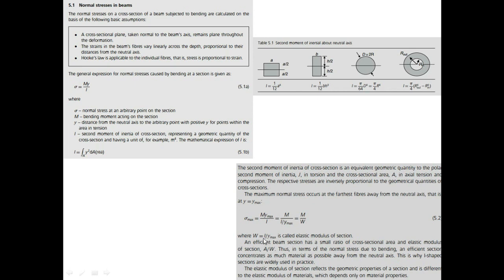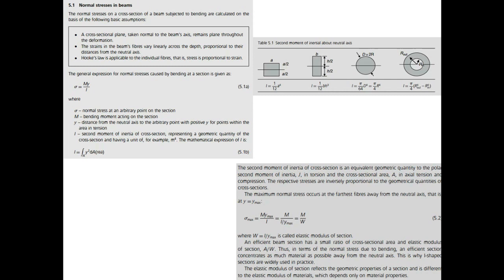But this ratio I upon y is called the elastic modulus of the section, or another name you will see in books, we will call it the section modulus of the beam. Very important thing, because this parameter tells you about the beam's efficiency, and whenever you want to select a beam in real world design or analysis, you will be considering the elastic modulus and section modulus of the beam.